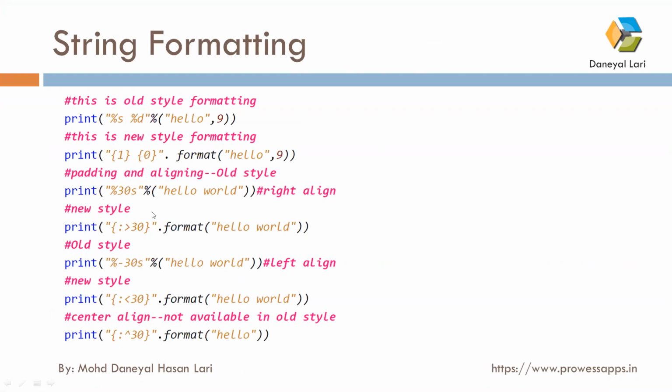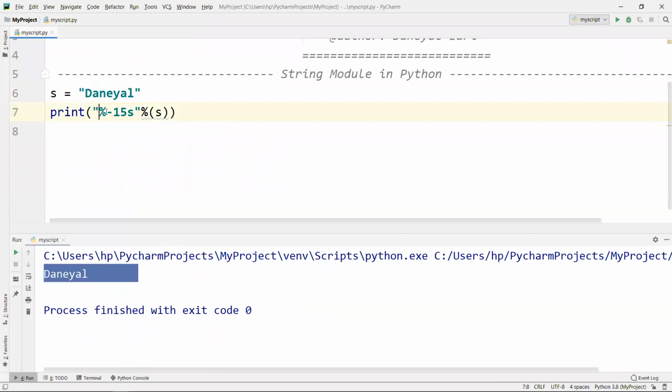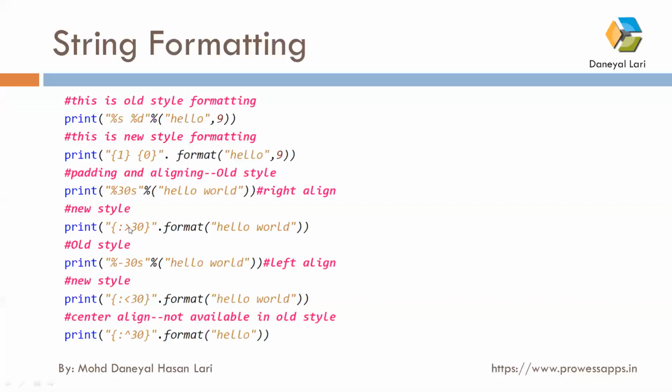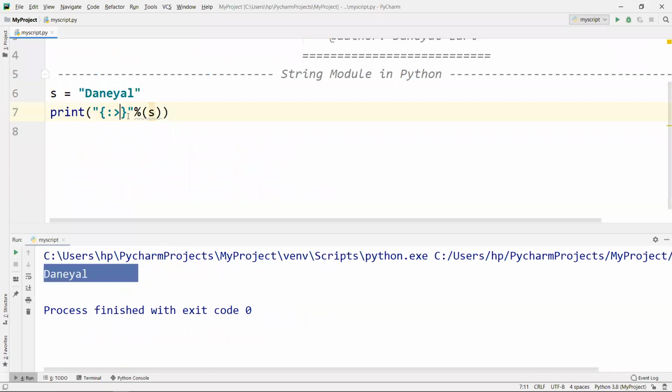Okay, so this is the way that we use in the old style. The new style says if you want the right alignment or the left alignment, then put the greater than sign, which will denote go to the right side, and the less than sign will denote go to the left side. So in place of this I will write first of all the curly brackets, then colon. Where do we want to shift it? I want to shift it to the right side, and how many spaces do I want? I want 15 spaces.